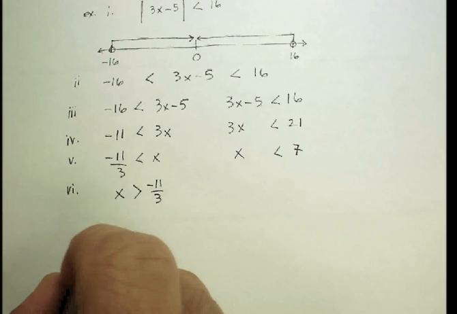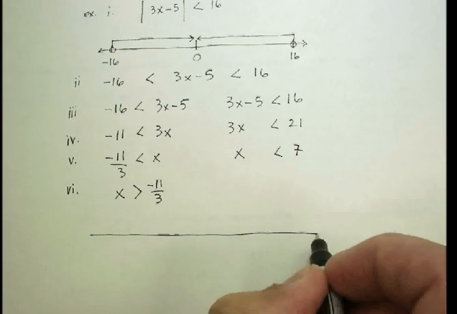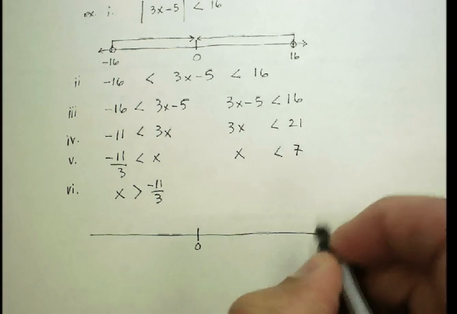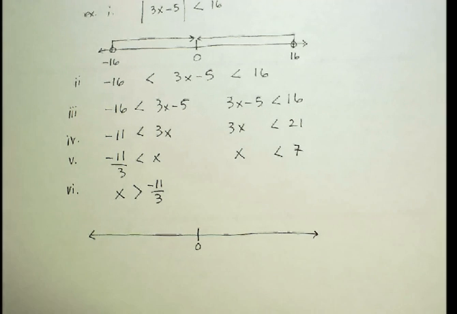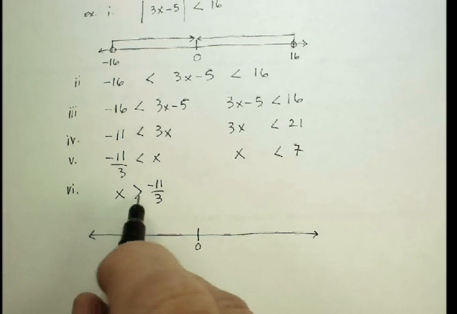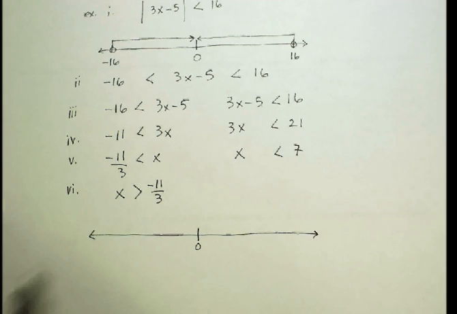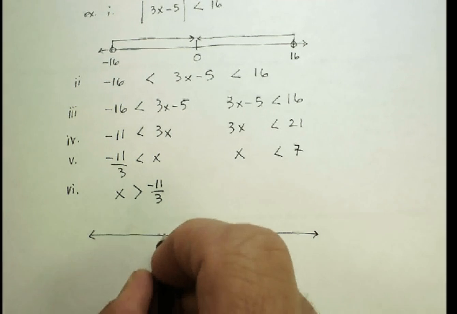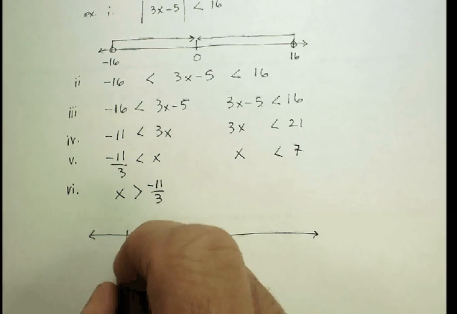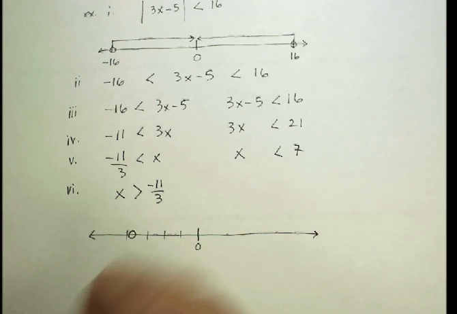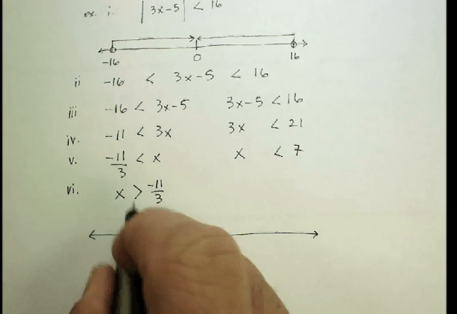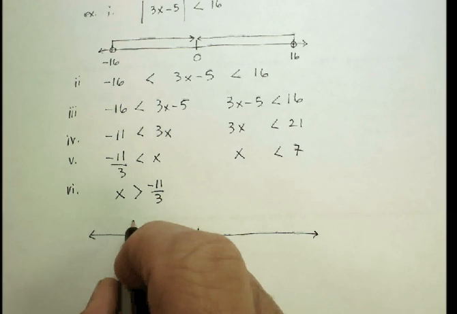And here's my new graph. There's my 0. Okay, so now I'm saying that my x is going to be greater than negative 11 thirds, which is just between negative 3 and negative 4, isn't it? So right about there. And notice, follow the arrow. It's going in that direction.